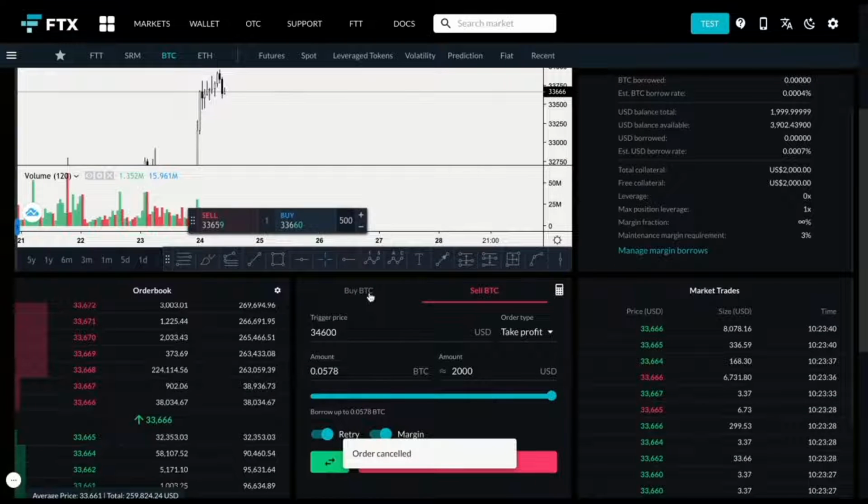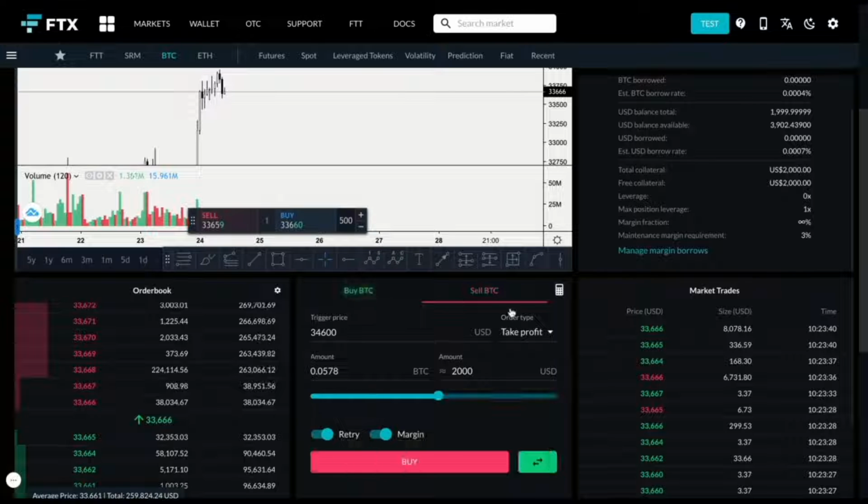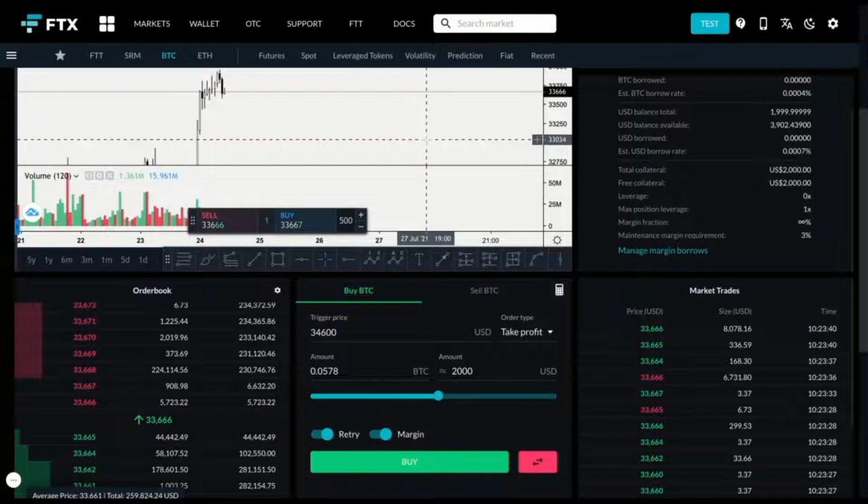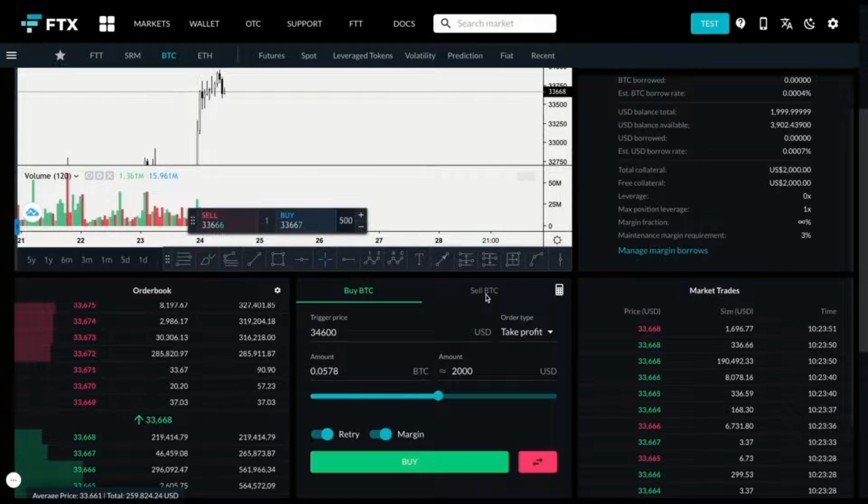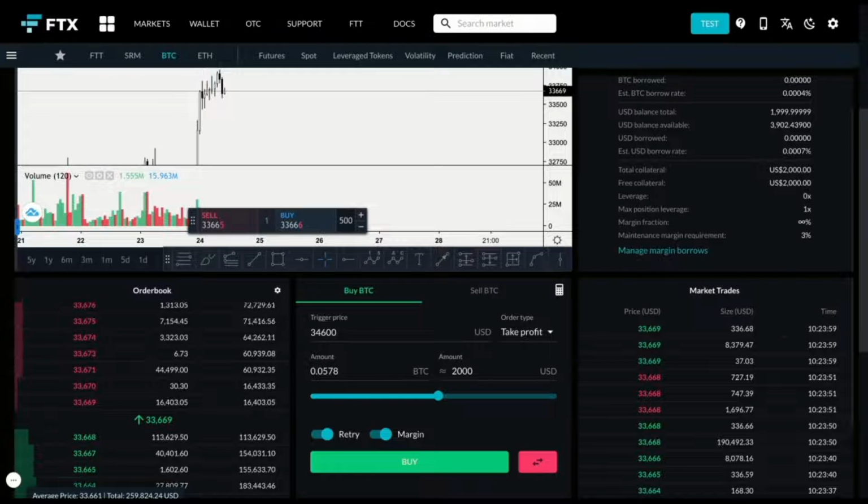Again, it works the same the other way around. If you're doing a buy take profit, that means it's going to place a buy order whenever price drops down to the level, and that's if you're shorting, obviously. Shorting we're going to come on to in a second. Shorting and everything like that is done through the perpetual futures, but I'm just showing spot trading at the moment.